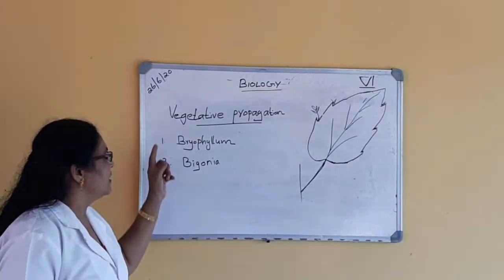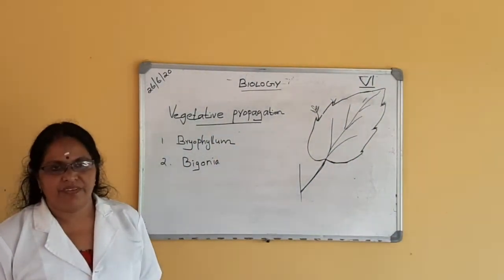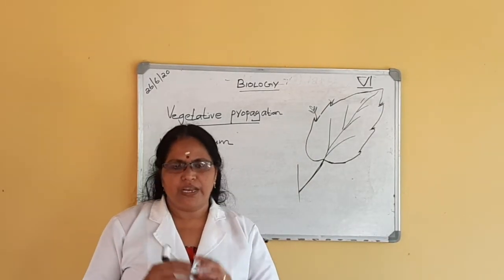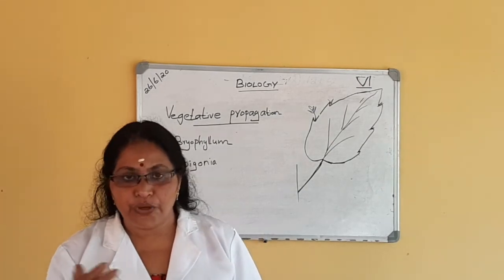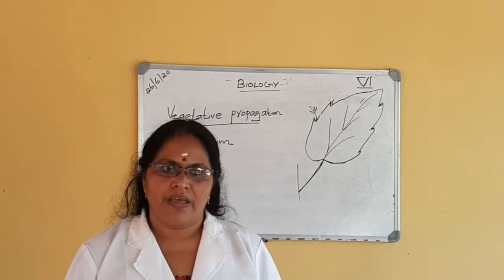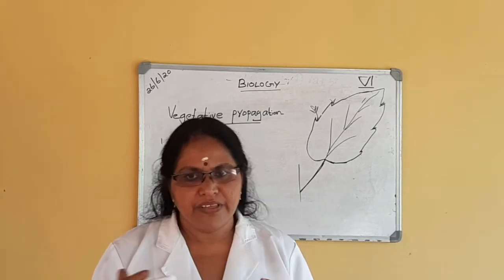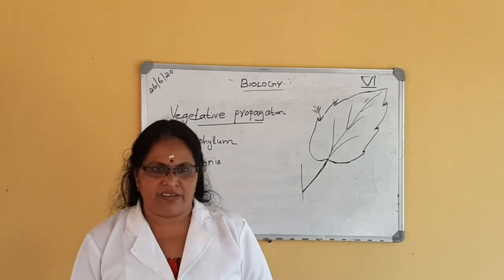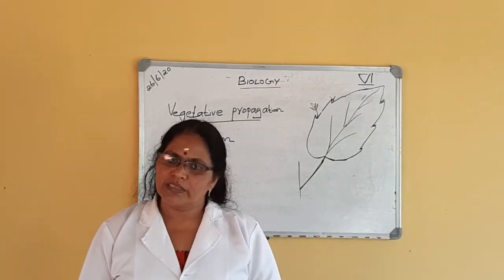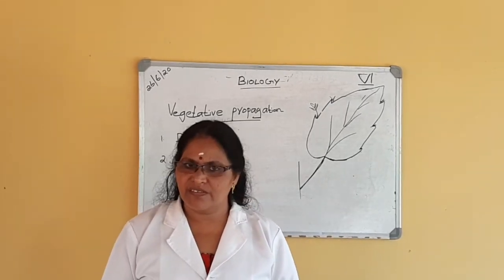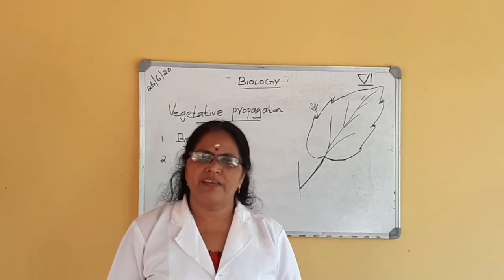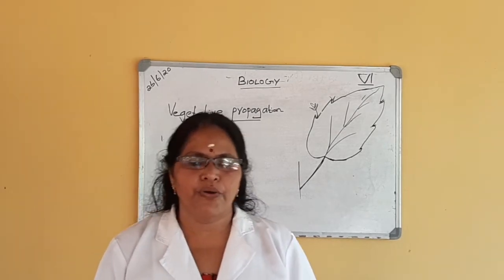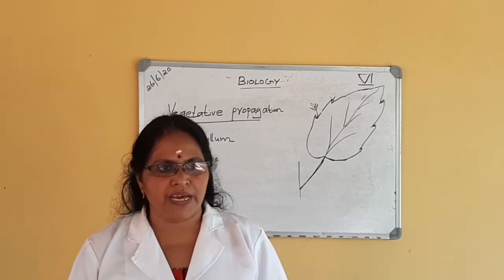Next topic is vegetative propagation. Vegetative parts of the plant. Usually, how do plants produce new plants? By germinating the seeds. The fruits and seeds help to produce the new plants. But do you think all the plants produce fruits and seeds? No, some plants do not produce fruits and seeds. Then how do they produce the new plants?